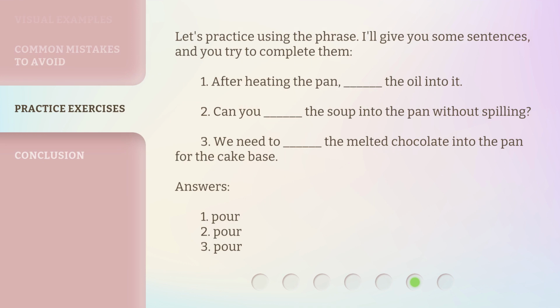Let's practice using the phrase. I'll give you some sentences, and you try to complete them. 1. After heating the pan, blank, the oil into it. 2. Can you blank the soup into the pan without spilling? 3. We need to blank the melted chocolate into the pan for the cake base. Answers. 1. Pour. 2. Pour. 3. Pour.